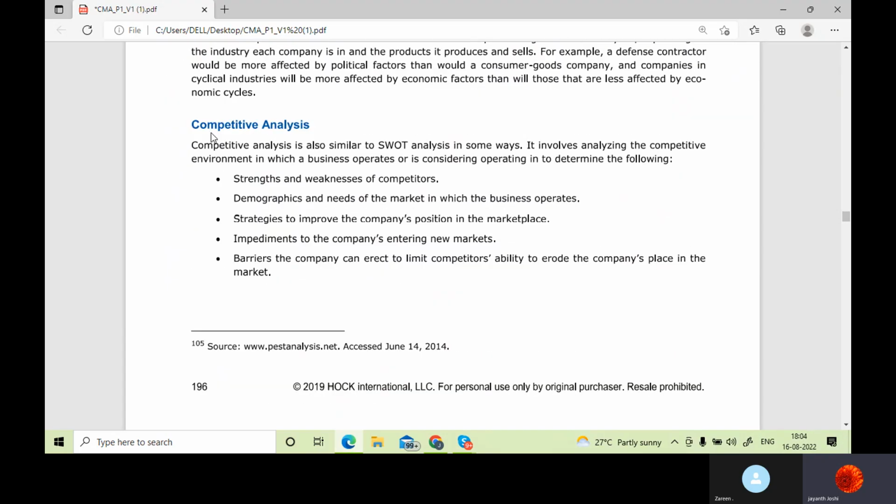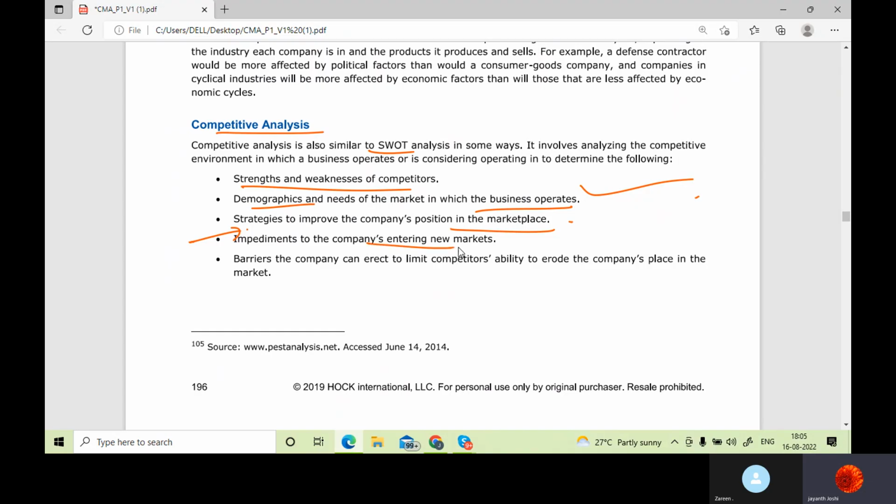Then competitive analysis. SWOT analysis is what it does. You have to see the strengths and weaknesses of the competitors. You have to see the demographics and the needs of the market in which the business operates, and strategies to improve the company's position in the marketplace. What kind of strategy you can make, and what improvements can be done, so that it can improve the company's position in the marketplace.